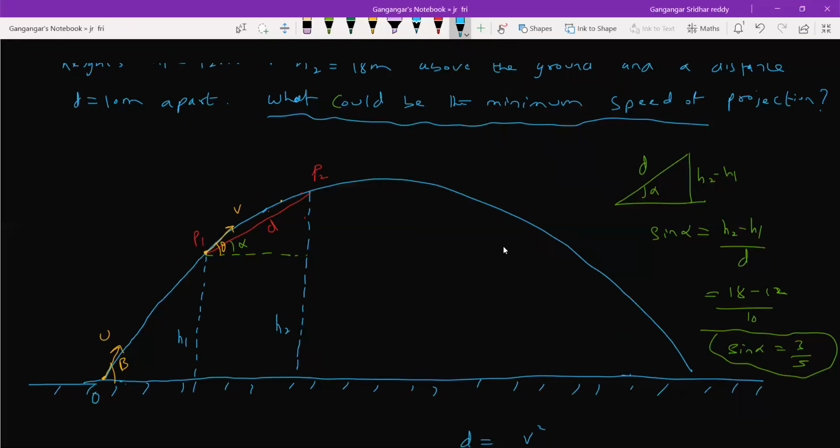Now you can ask questions, sir, I'll project with a velocity more than this. Then it may cross P1, it may not cross P2. If I project with a speed less than this, then what will happen? It may reach P1, but it may not cross P2.